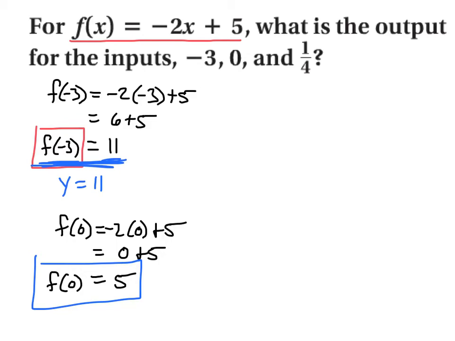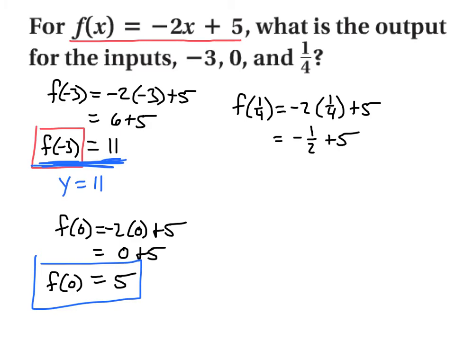Okay? We're going to make sure to do f of 1/4 because I know many of you don't like fractions. So, f of 1/4 equals negative 2 times 1/4 plus 5. What is negative 2 times 1/4? It's negative 1/2. Very, very good.